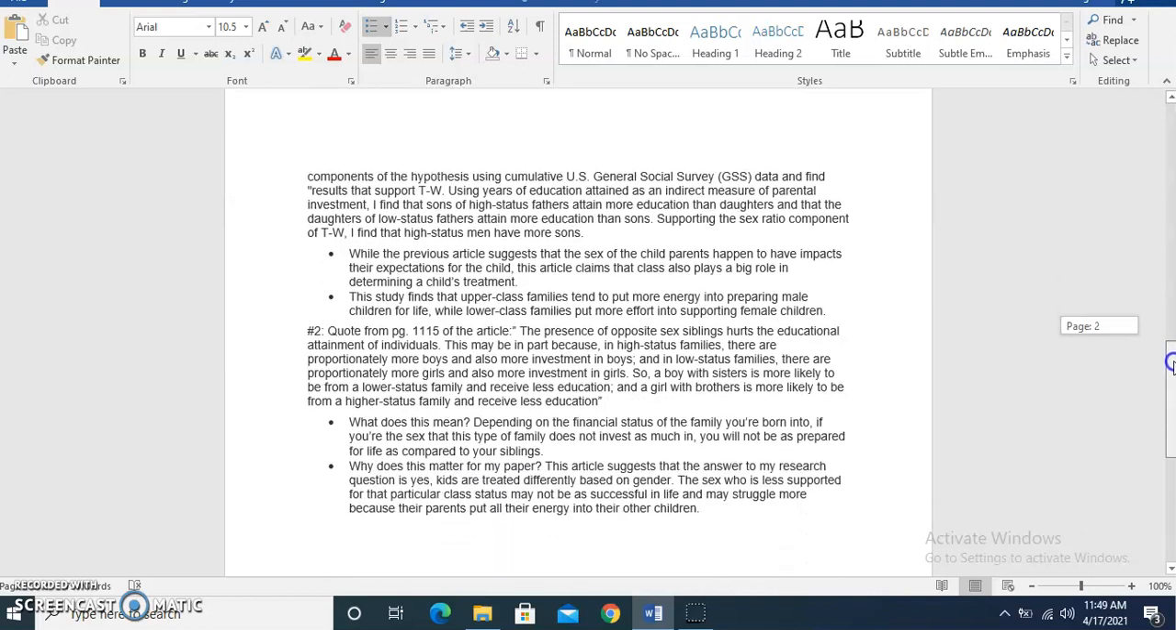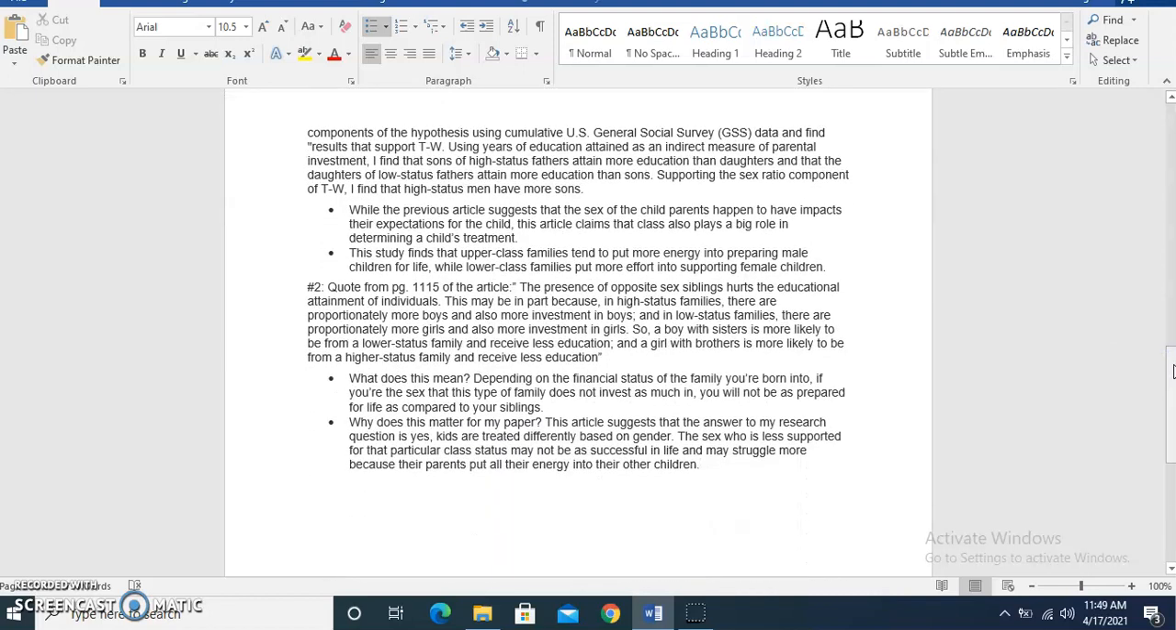But again, I would want to jot down some things like main points of the article, bringing in a particular quote that illustrates an interesting idea, and then say why it matters, right? So again, if we just kind of look at what I included after the quote here. So what does this quote mean that I included? Depending on the financial status of the family you're born into, if you're the sex that this type of family does not invest as much in, you're not going to be as prepared for life as compared to your siblings.